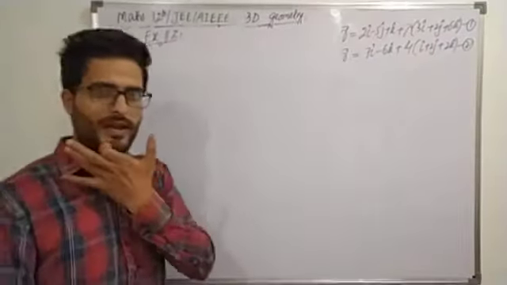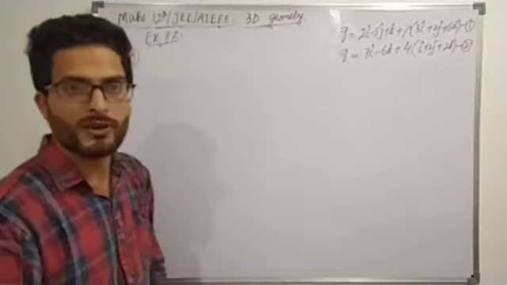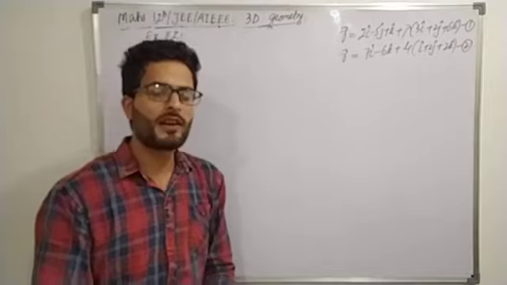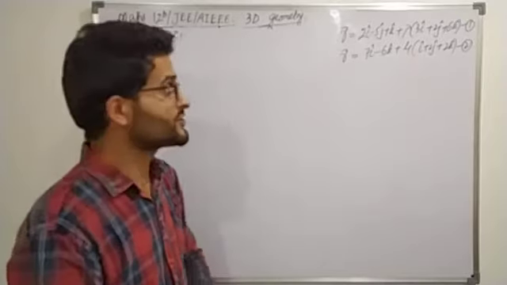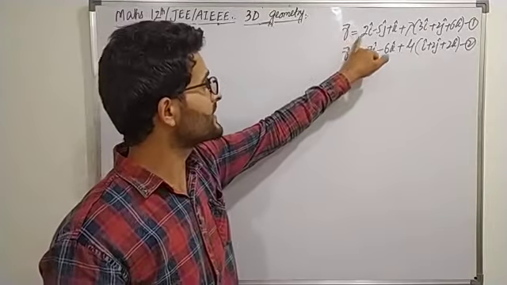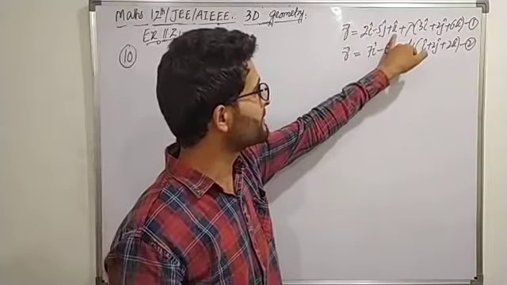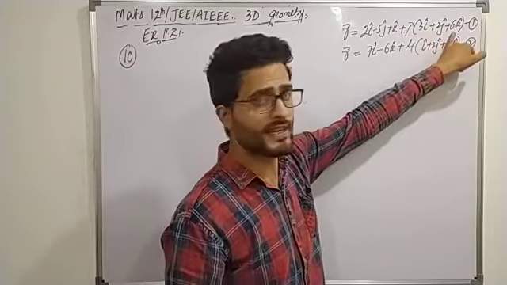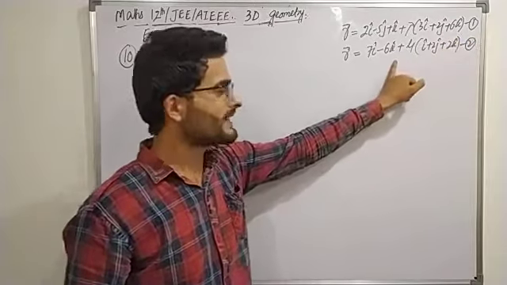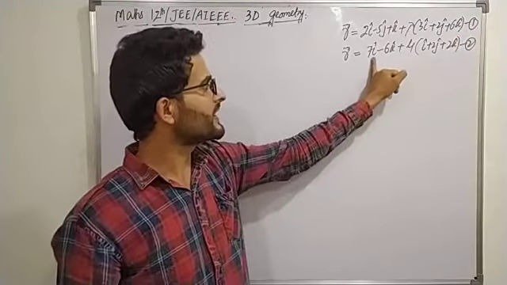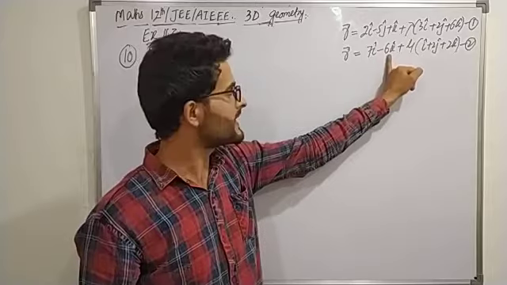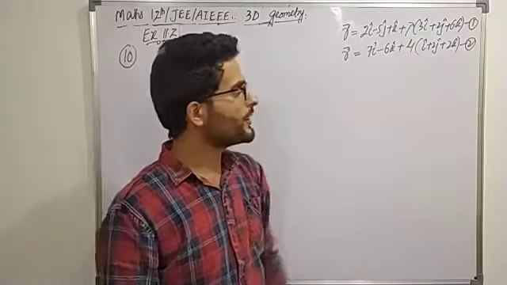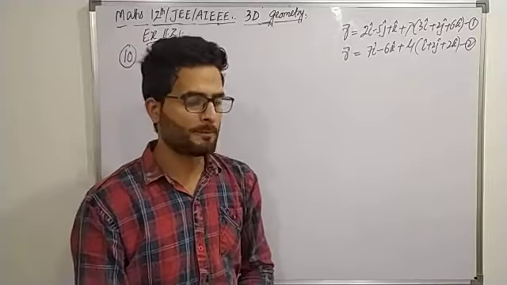Now we are on question number 10 of the same exercise, and in that question we have been given two lines represented in terms of their vector equations. The first one is r vector is equal to 2i minus 5j plus k plus lambda times 3i plus 2j plus 6k. This is the equation of the first line, and the equation of the second line is r vector is equal to 7i minus 6k plus mu times i plus 2j plus 2k, and we need to calculate the angle between them.